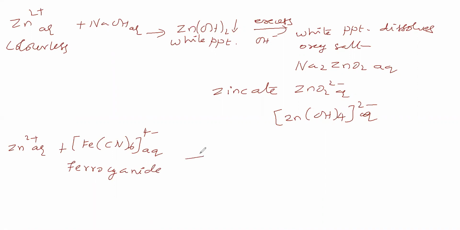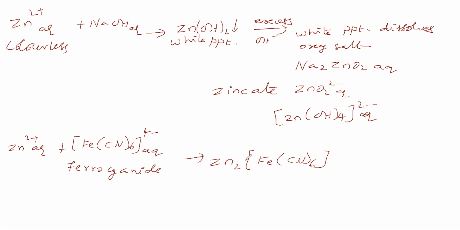So what will we get? Cross multiply this 2 and this 4, and simplify. You cancel this by 2, this by 2. So this will become plus 1, and this will become minus 2. Cross multiply. What you will get? You will get Zn2[Fe(CN)6], with the 4 minus balanced by plus 4. So we got the formula Zn2[Fe(CN)6].